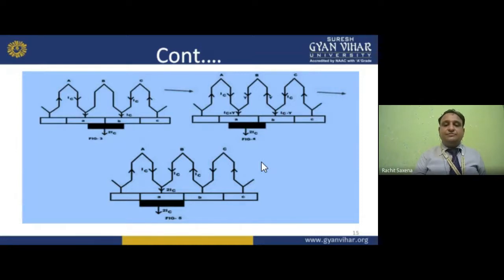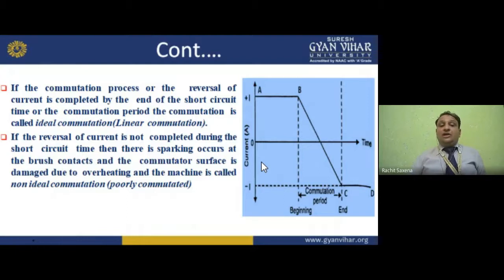This is also again a diagram. Now, if the commutation process or the reversal of current is completed by the end of the short circuit time, or the commutation period, the commutation is called linear commutation, or we can say ideal commutation. What is called linear, or ideal, commutation? If the reversal of the current is completed by the end of the short circuit time, or the commutation period, the commutation is called ideal commutation, or linear.